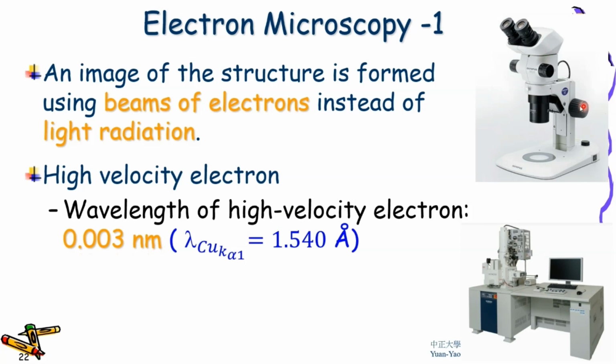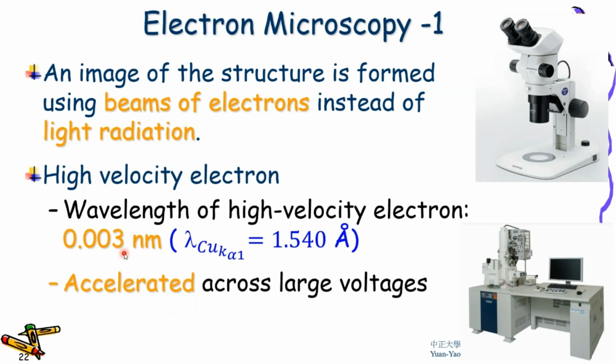And when you use light, or the photon, the wavelength is about 400 to 700 nanometers, which is much, much larger than 0.003 nanometer. When you think of X-rays, the wavelength of an X-ray is about 4 angstrom. The wavelength of X-rays is larger than the wavelength of the electron. As a result, the electron will have a better resolution. So you want to use the electron microscope.